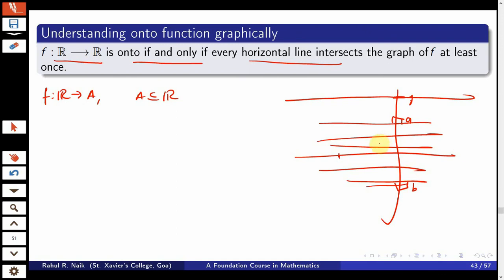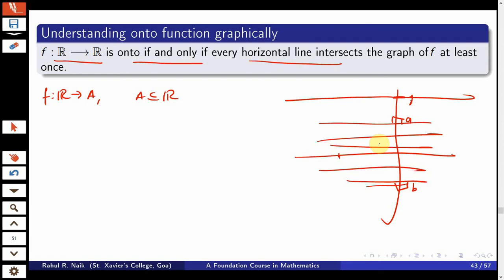So, this is how we understand the onto function graphically given any graph. If every horizontal line intersects the graph of f at least once, for a function whose codomain is R, then we say that the given function is onto.